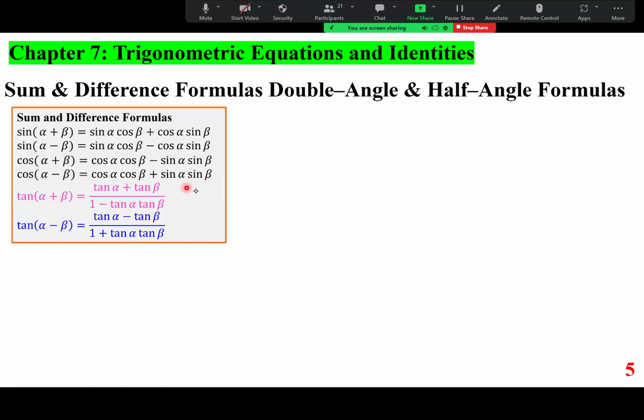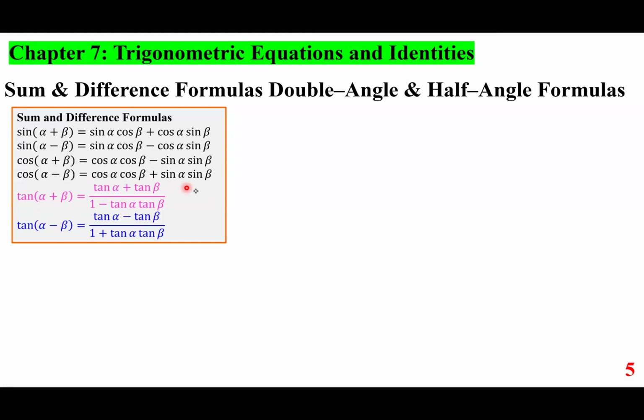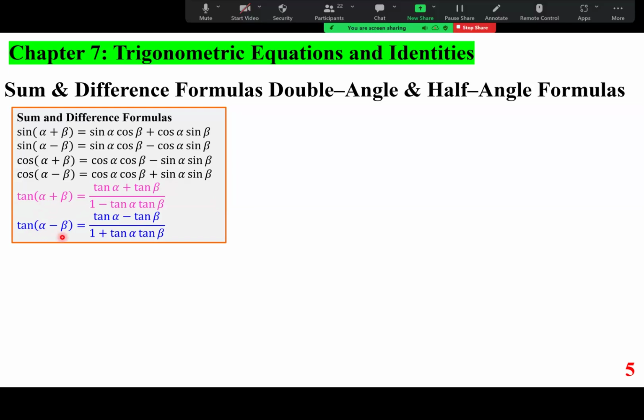And remember, all trigonometric functions are odd. That means f of minus x is minus f of x, except cosine. So cosine of minus beta and cosine of beta are the same. And of course, with cosine goes secant. So tan of alpha minus beta became tan of alpha minus tan of beta over 1 plus tan alpha tan beta.